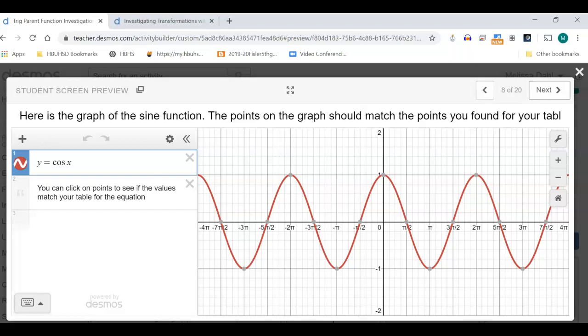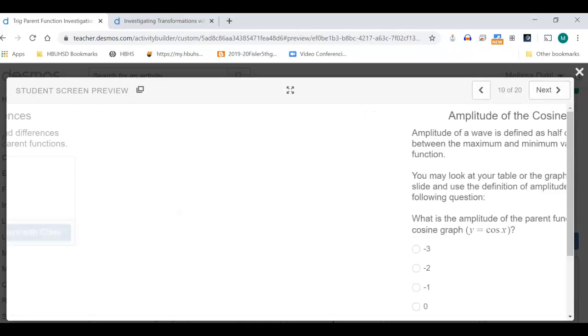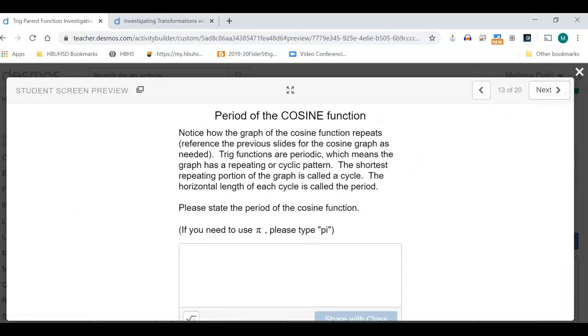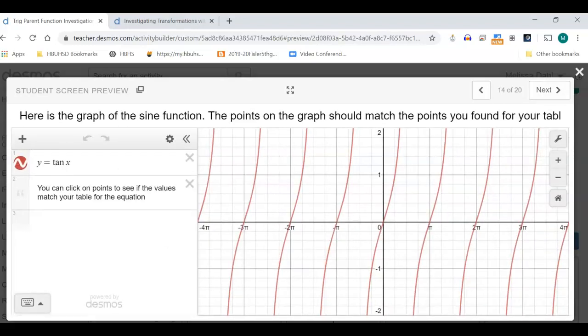And then for tangents, you should have seen that they were different. We're not really going to build the tangent parent function today, but you should have seen a picture like this, which has been split into all these branches that are disconnected by asymptotes, because there are places where the tangent is undefined. That creates an asymptote on our graph.